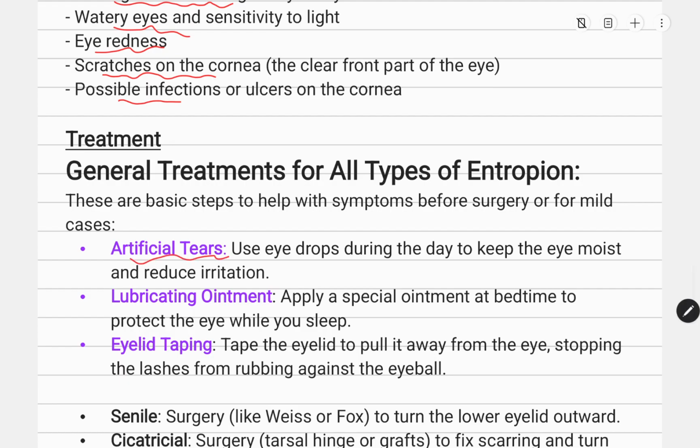The treatment is artificial tears, lubricating, and eyelid taping. We tape the eyelid to pull it away from the eye, stopping the eyelashes from rubbing against the eyeball. Okay.